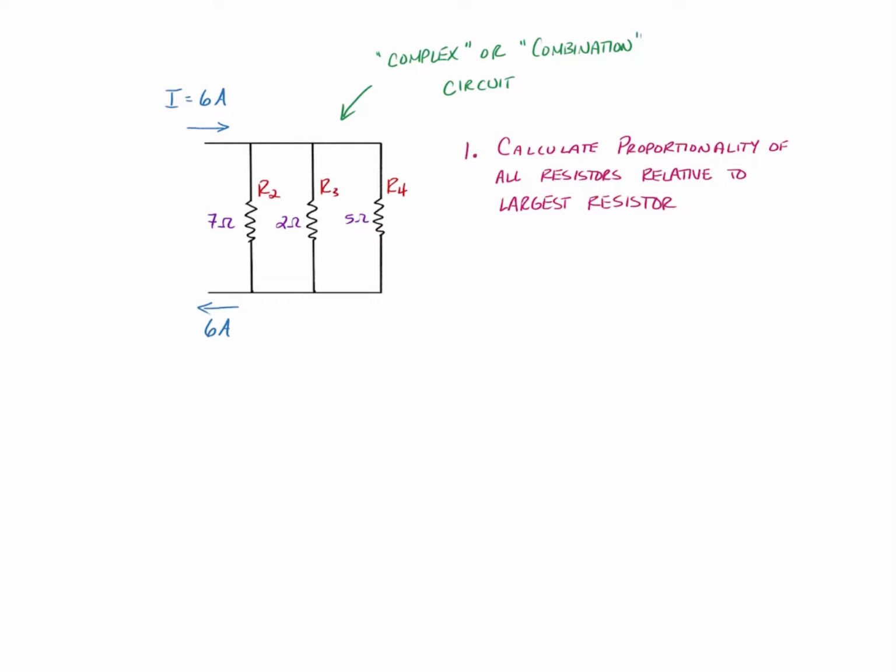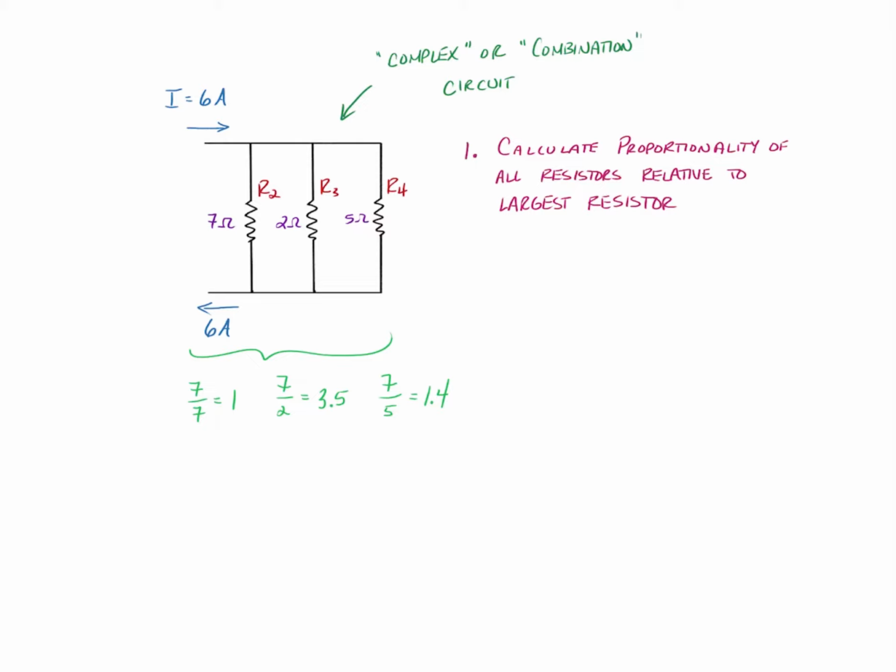So the way I would suggest doing that is you calculate the proportionality of all resistors relative to the largest resistor, and I will show you exactly what I mean by that. So what we're going to do first is we are going to put 7 in the numerator of 3 different fractions, because we have 3 different branches. In the denominator, we are going to put in the resistance of that branch. So you'll notice in the numerator is a 7, because that's my largest resistor, and in the denominator, it's the resistance of each of those branches, 7, 2, and 5.